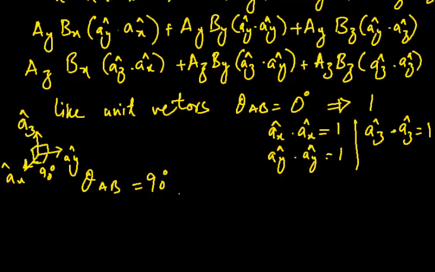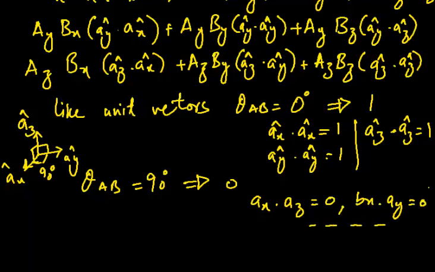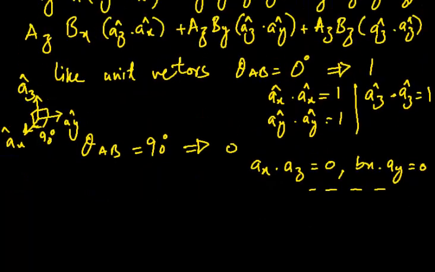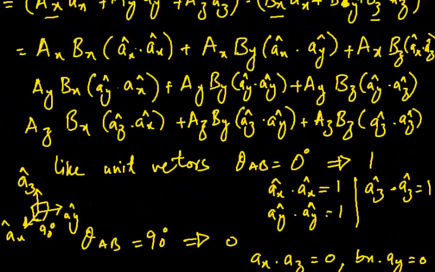Since we have a cosine, it gives us a dot product equal to 0. So I can say that ax into any unlike vector is going to give me 0, bx into ay gives me 0, and so on. All the unlike vectors are going to give me 0. In this case, this goes 1, this goes 0.